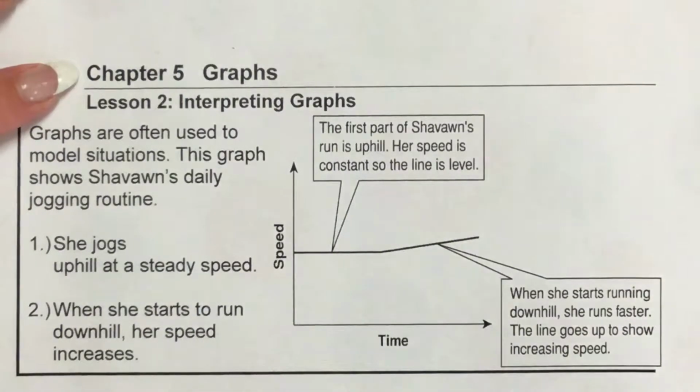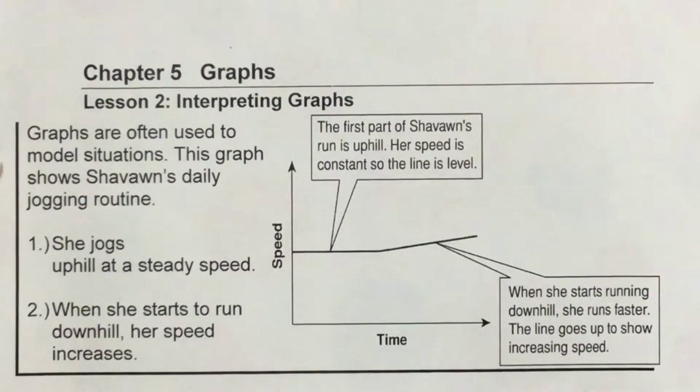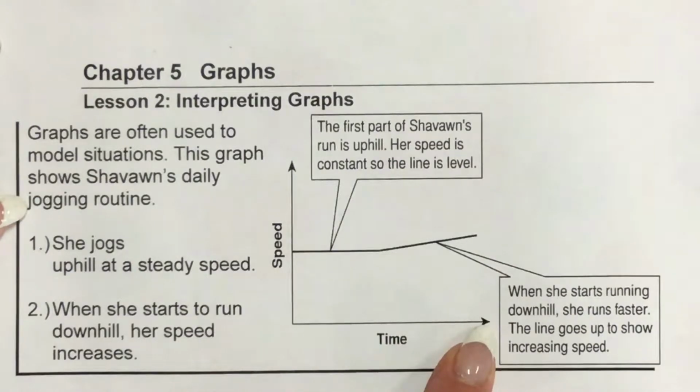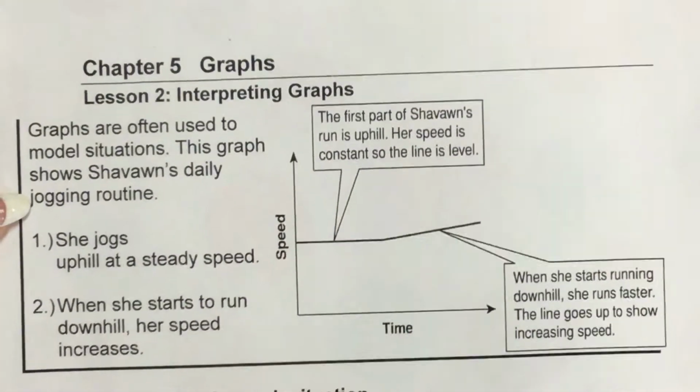Welcome back. We are discussing Chapter 5 graphs, Lesson 2 interpreting graphs. Graphs are often used to model situations. This graph shows Siobhan's daily jogging routine. We have time here, and there's speed.